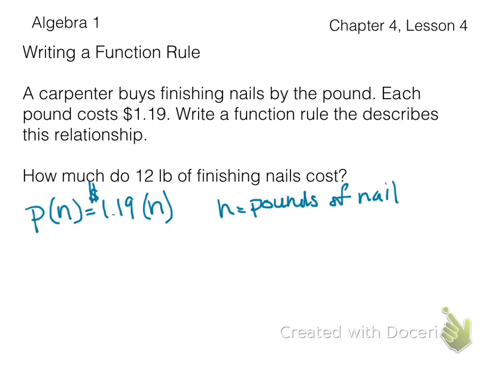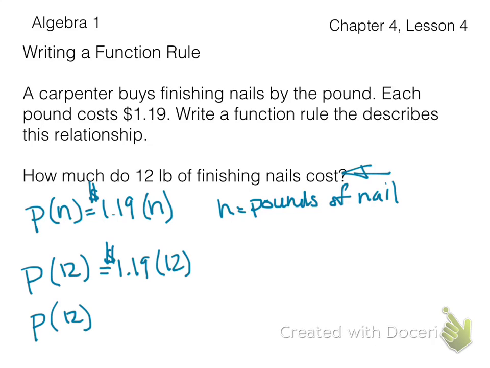And then if I'm going to use the second bit of information, I'm going to say, well, what if my carpenter bought 12 pounds of nails? Well, that would be the price of 12 pounds of nails is equal to $1.19 times 12, which I'll do the math for you real quick. So $1.19 times 12 is $14.28. So the price of 12 pounds of nails is $14.28. There we go.